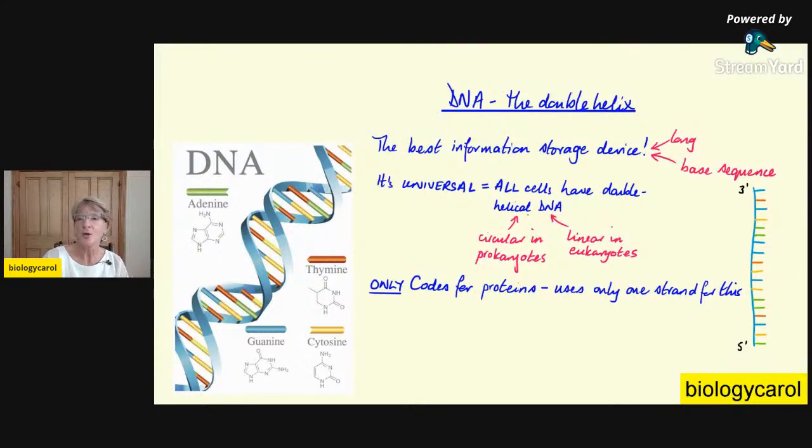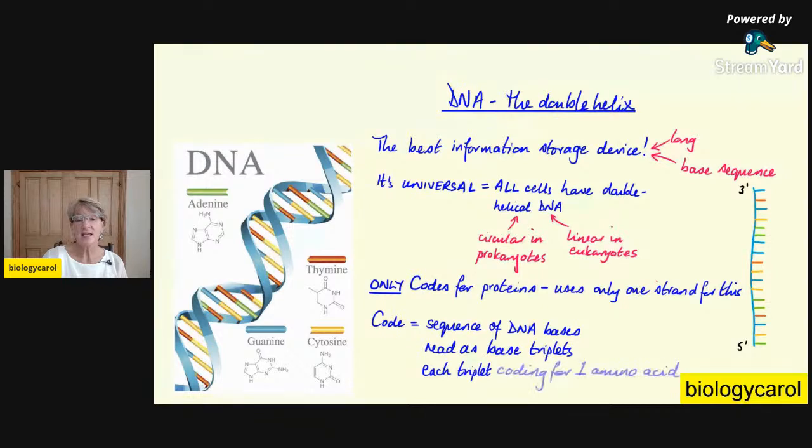That's why DNA only codes for proteins. And it codes for them using this sequence of bases being read from the top to the bottom of the template strand. And it is read as DNA base triplets. This is where one triplet codes for a single amino acid.